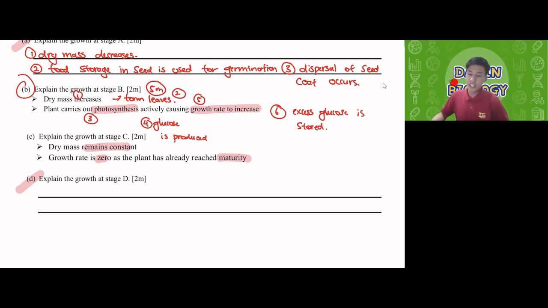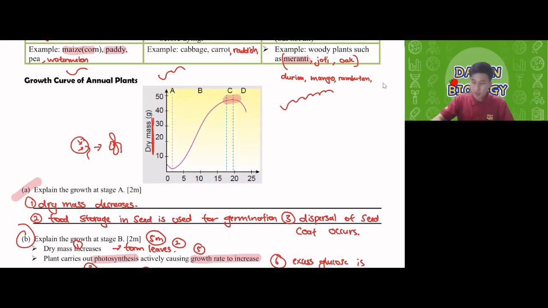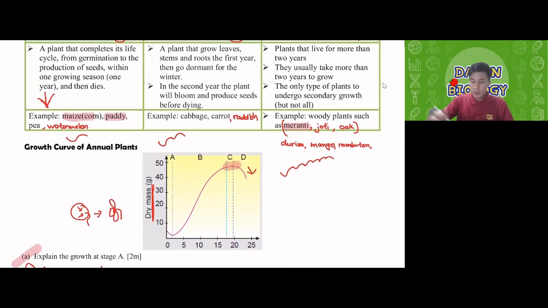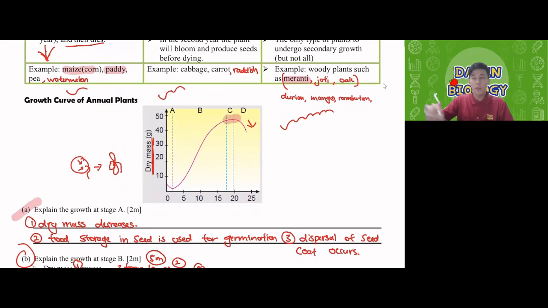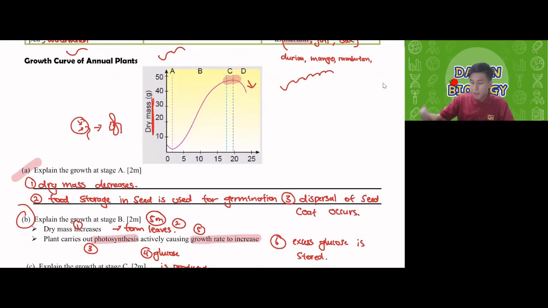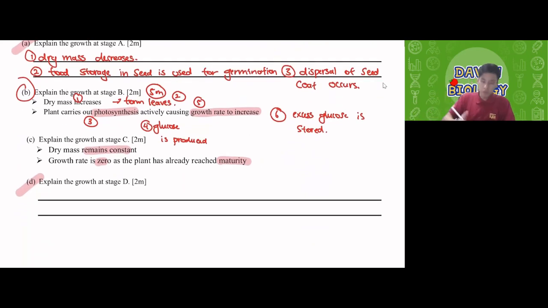Explain the growth at stage D. Okay, this is the important one. So just like stage A, the mass decreases. Now I know this is 1 year already, they will die in the end, but don't say the mass decreases because they die. That's not the main thing, the question is why. But before they die, what do they need to do? Besides dry mass decrease, why? What happens at the end before they die?